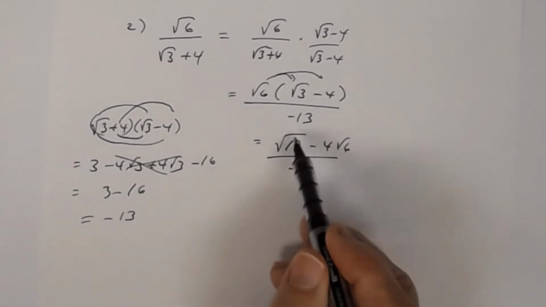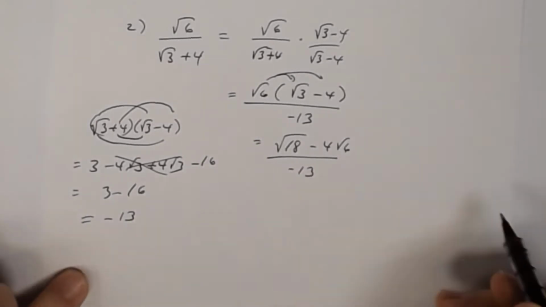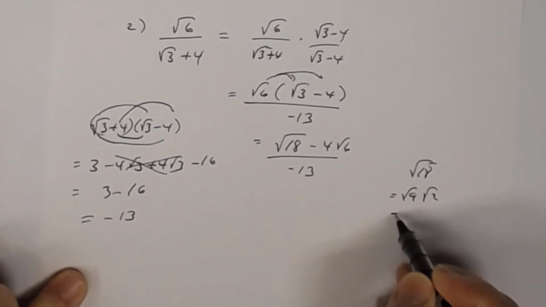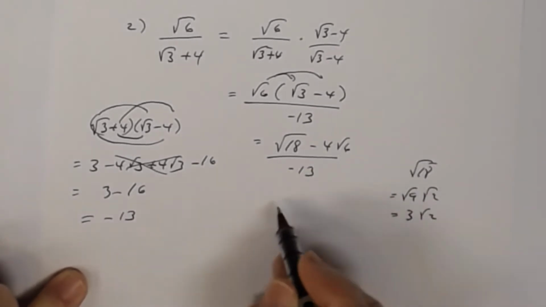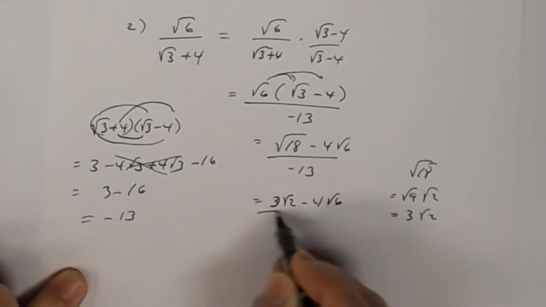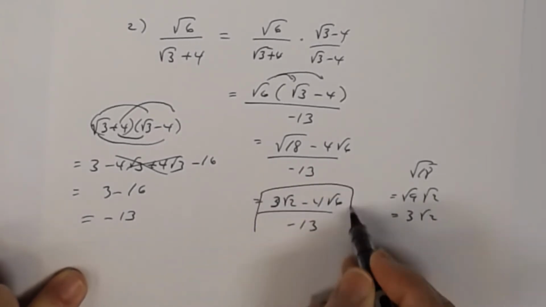And so when you simplify the square root of 18, remember you get the square root of 9 times the square root of 2, so that's 3 square root of 2. So that's this. So you get 3 square root of 2 minus 4 square root of 6 divided by negative 13. And so there's your answer.